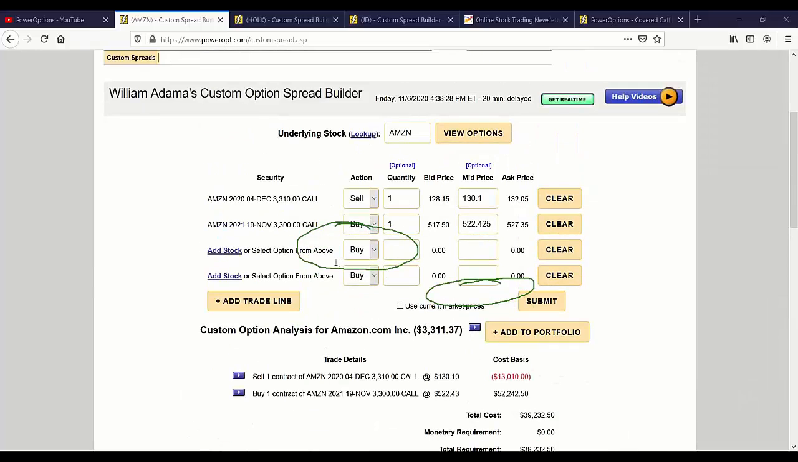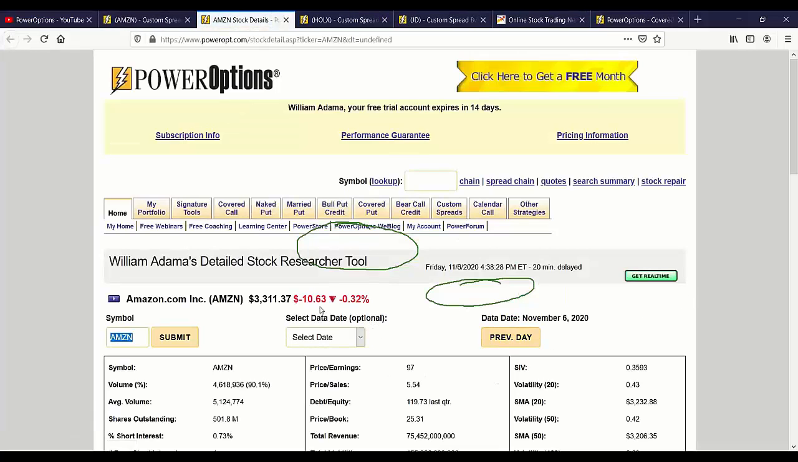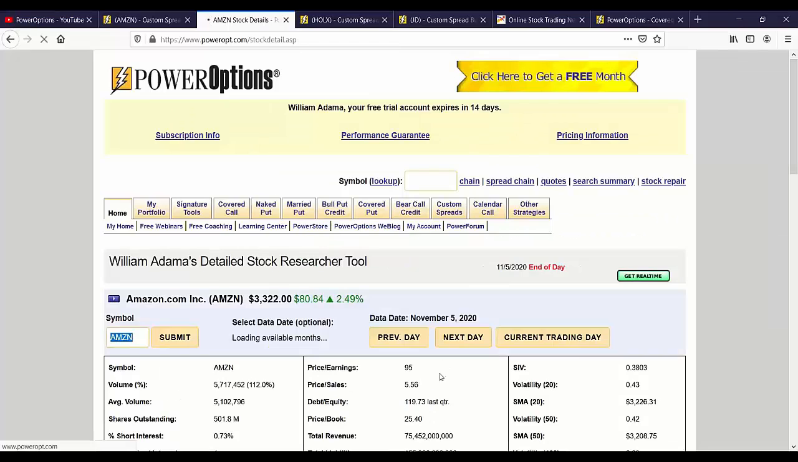Now, let's just take a guess here. We saw the market was down today, of course, a little bit. I don't know if Amazon was. Let's just go to the stock research. It's down 10.63 today. Okay, great. That's nothing, 0.32%. Fantastic. It moved 80 yesterday. That's a pretty significant move. 80 points is starting to drop down near my strike prices there, not near my break even yet.